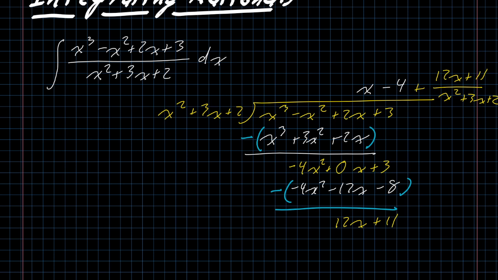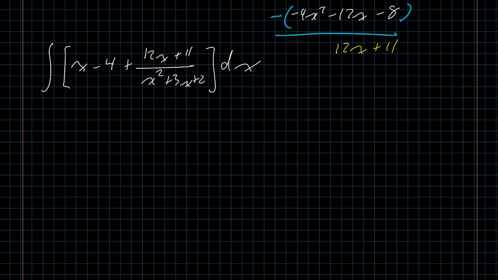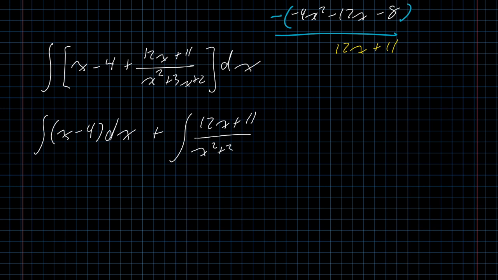And so with that, I can rewrite my integral. Instead of calling it the integral of x cubed minus x squared plus 2x plus 3 all over x squared plus 3x plus 2, it is going to be the integral of x minus 4 plus 12x plus 11 over x squared plus 3x plus 2. And then I'm going to split it up. The integral of x minus 4 is easy. The integral of 12x plus 11 over x squared plus 3x plus 2 is, well, harder.